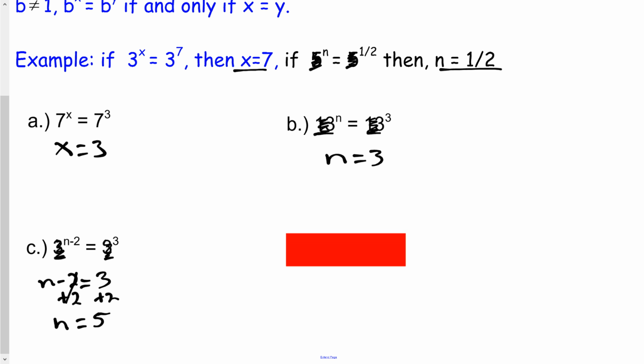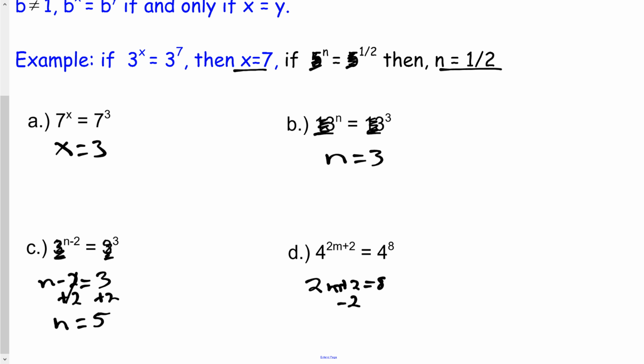All right, and one more. Go ahead and pause the video and give this one a shot as well. All right, so we notice that my bases are the same. So I can ignore the bases and write 2m plus 2 equals 8. Subtract 2 off both sides to get rid of the constant. Leaves me with 2m equals 6. So I'm going to divide both sides by 2 to give me m equals 3. 6 divided by 2 is 3. All right, so that's basic exponential equations there.